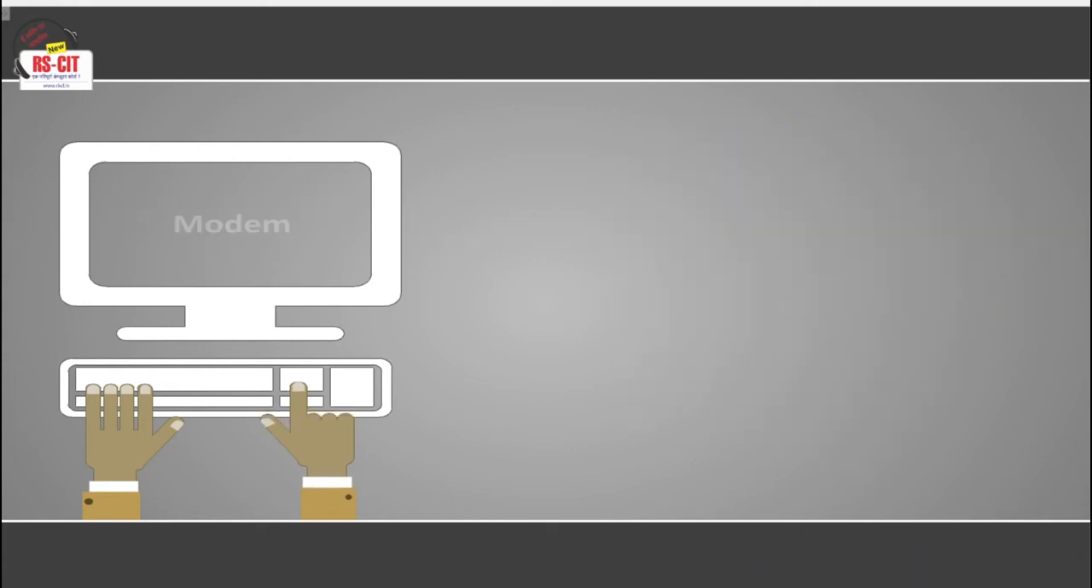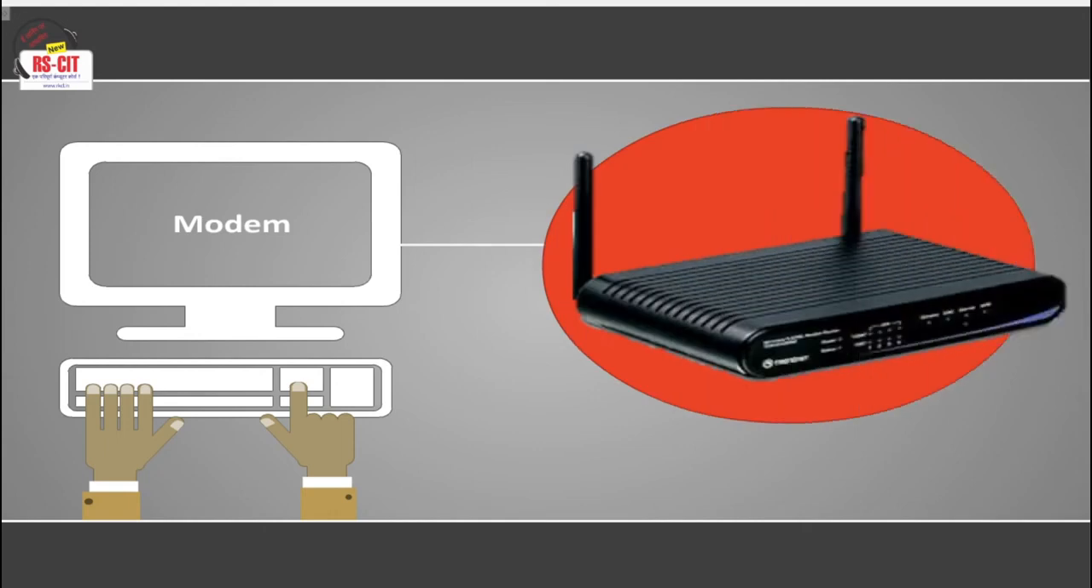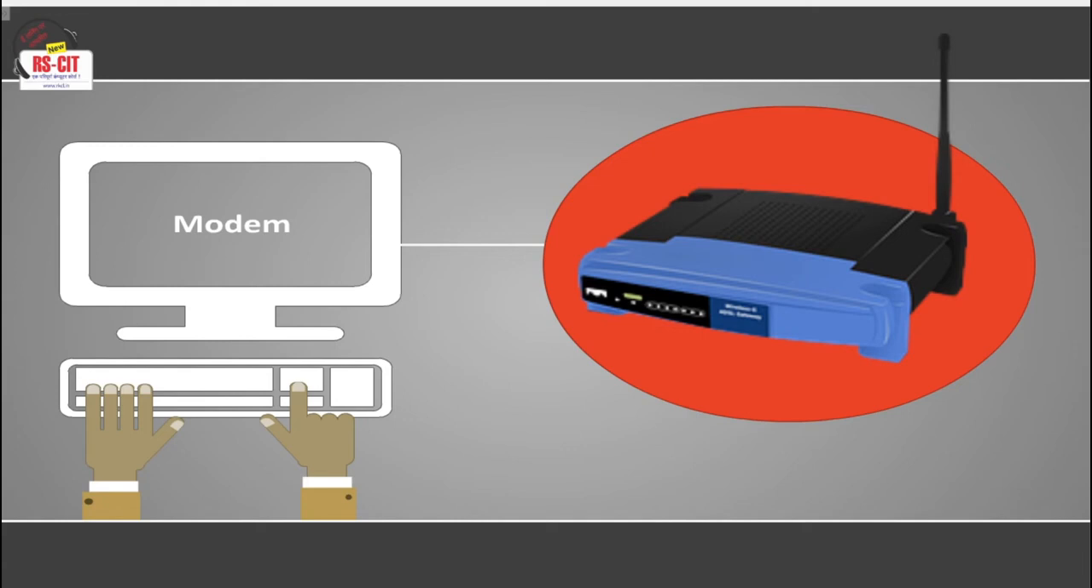Modem is a device which converts analog signals received over the telephone line to digital signal, which may be used as input for a computer. Similarly, it transmits information received from a computer over the telephone lines. You will learn more about modem while learning internet.